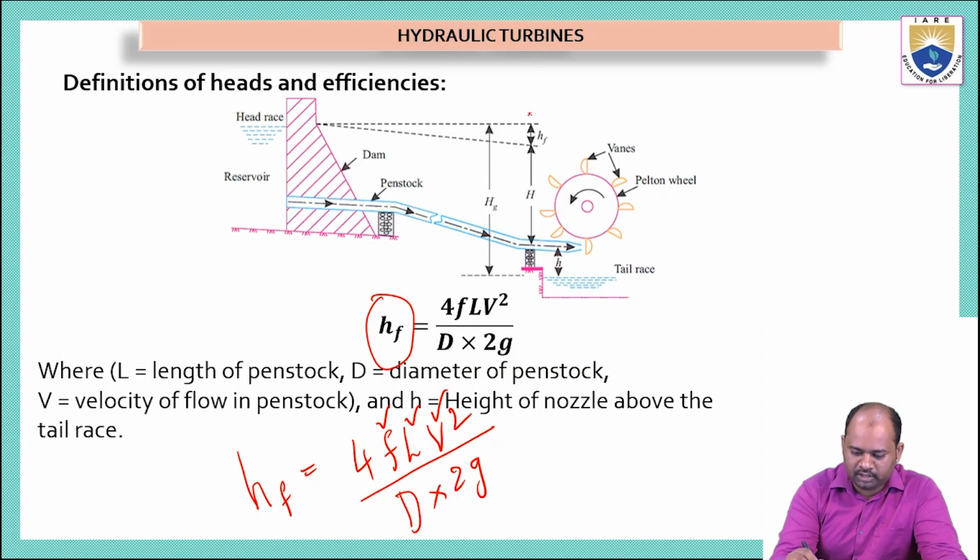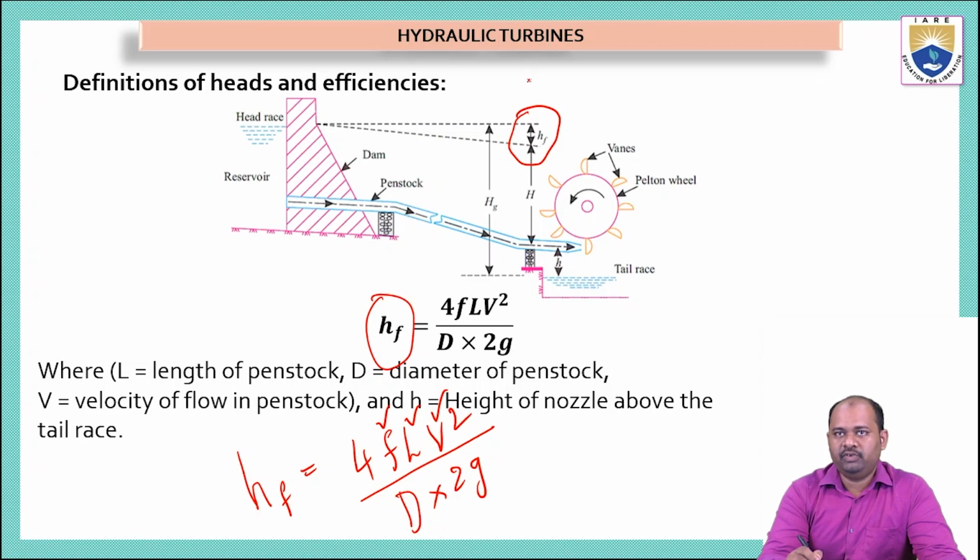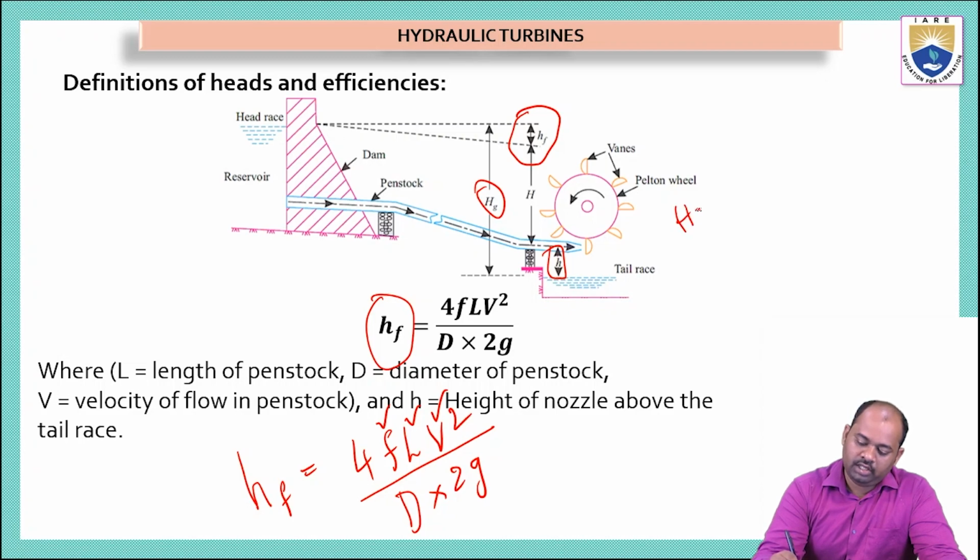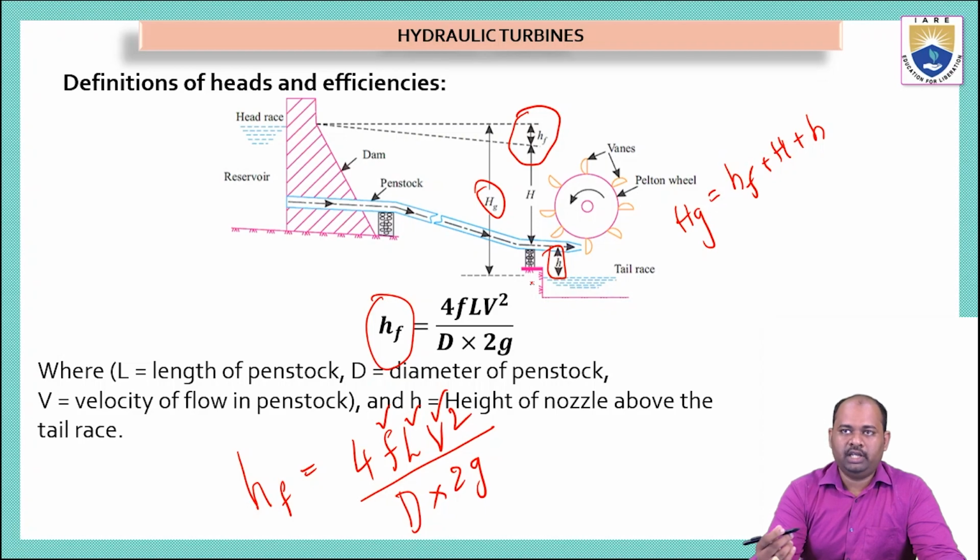Now this head loss is shown here, Hf. Hf is the difference between the head that is lost when the water is flowing through the pipe. So it is a calculated value, but it is shown in this figure for understanding purpose, because the sum of this H and Hf plus small h will give you Hg. Hg, which is gross head, is equal to Hf plus capital H plus small h. So this will give you the gross head value.